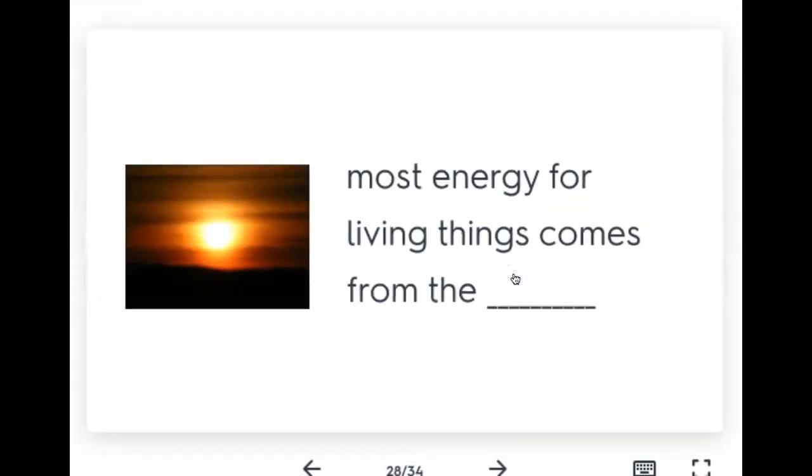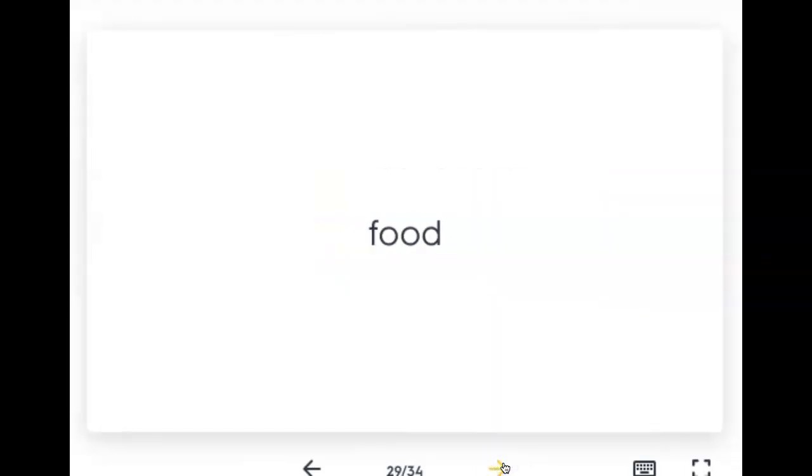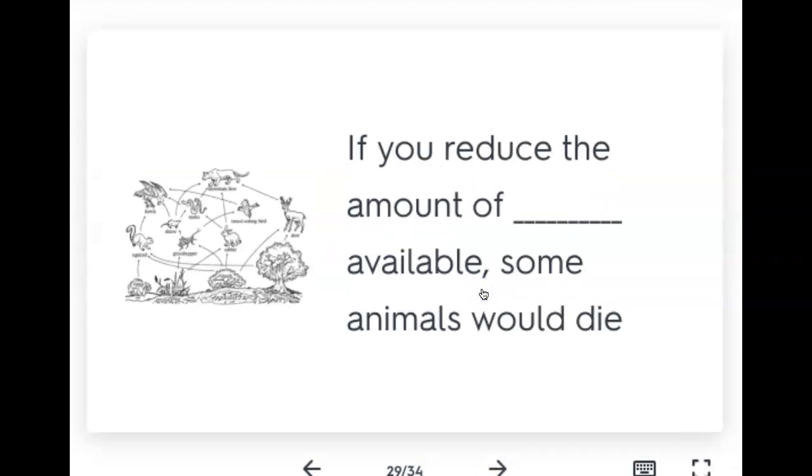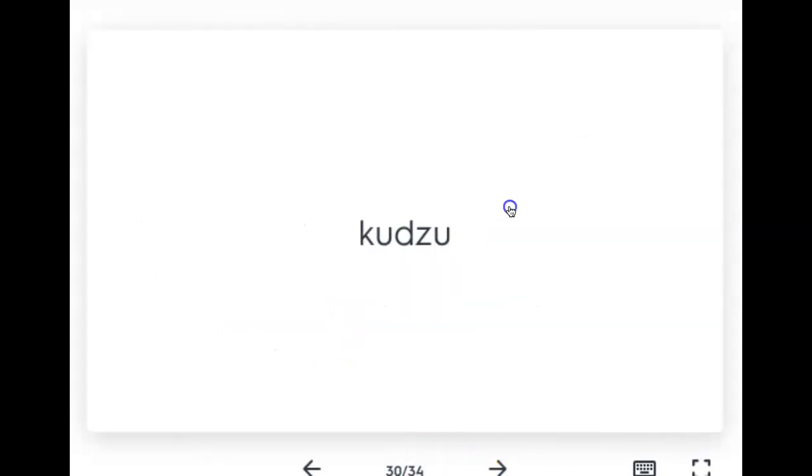Most energy for living things is going to come from the sun. The sun is going to be the source, either directly or indirectly, for energy for most living things. If you reduce the amount of food that's available, some animals are going to die. And that's just going to be a natural part of the food web. So if you are removing one of the living organisms or one of the living matter from the food web, then something isn't going to have the food that it needs. And that's going to be kind of a domino effect within the food web.